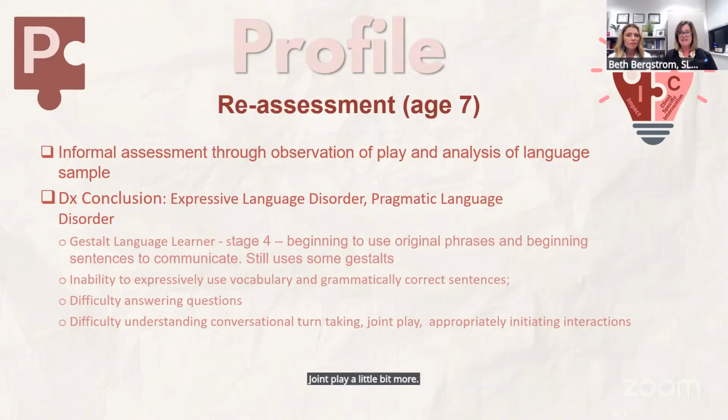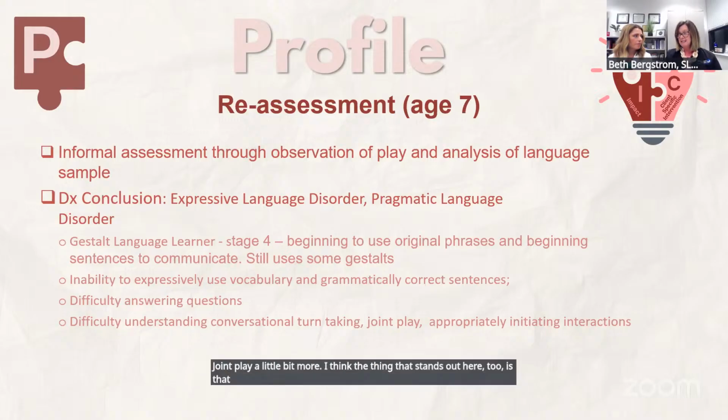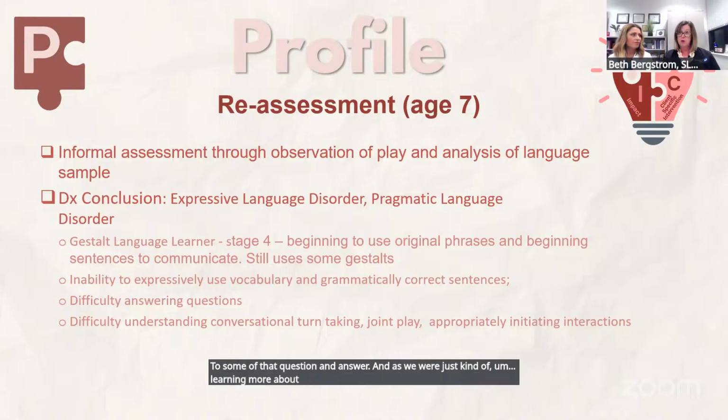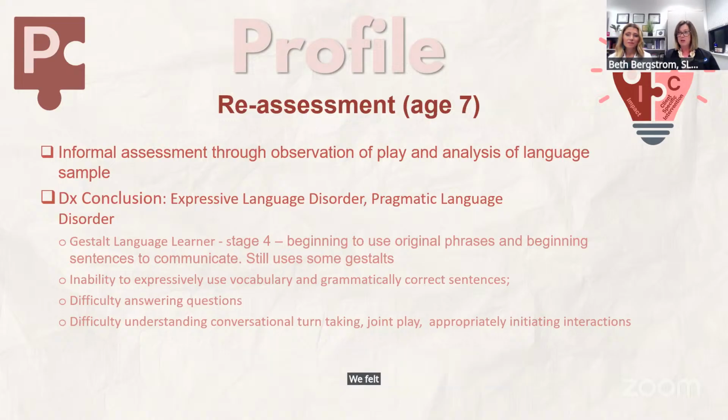I think the thing that stands out here too is that we felt like we needed to get some of that question and answer. And as we were just kind of learning more about how to approach these Gestalt language processors, we felt like we wanted to be cautious with asking too many questions and doing a lot of modeling.